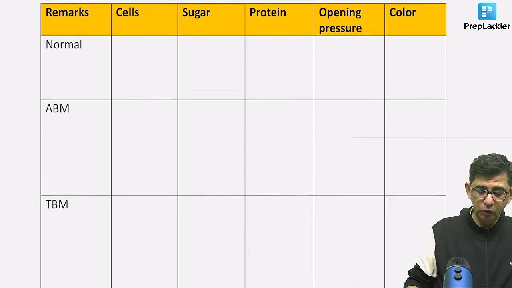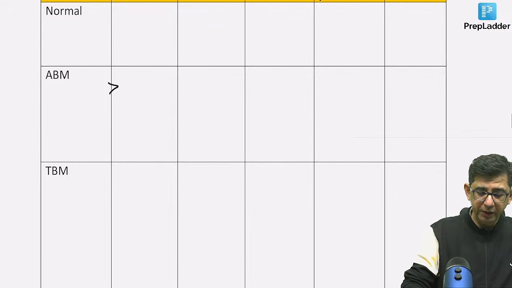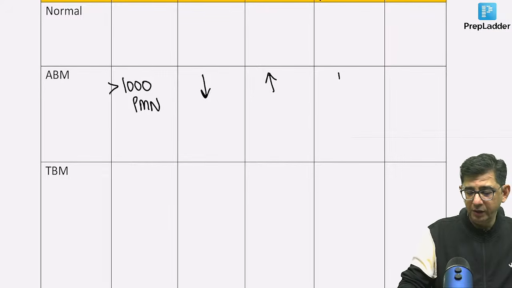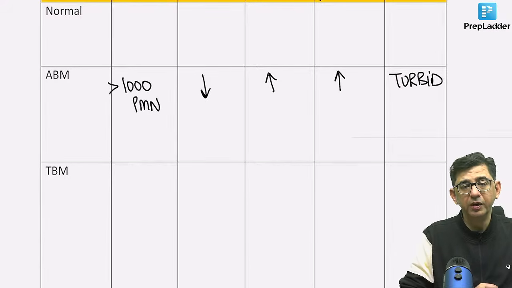Chalo ji. So everybody knows for acute bacterial meningitis there would be more than 1000 neutrophils present. The sugar will be less, the proteins would be elevated, the pressure will be more, and it would be turbid CSF or cloudy CSF in a patient.